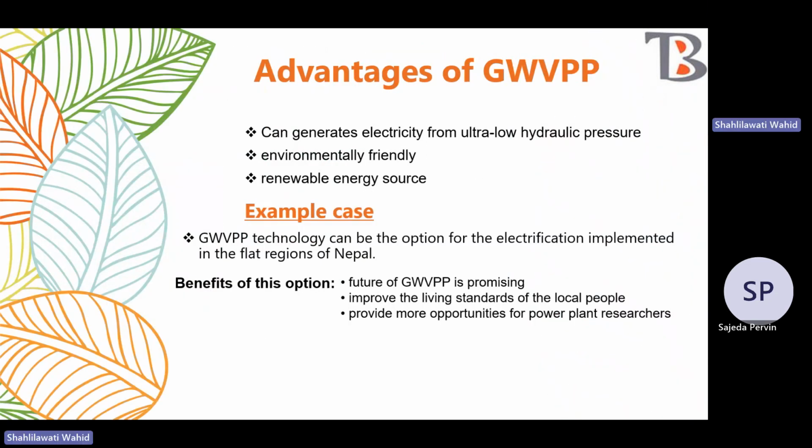The advantages of the gravitational vortex power plant are that it can generate electricity from ultra-low hydraulic pressure. It's also environmentally friendly and a renewable energy source. This technology can be an option for electrification in the flat regions of Nepal. The benefits are that the future of the gravitational vortex power plant is promising, and it can improve the living standards for local people. It can also provide more opportunities for power plant researchers.